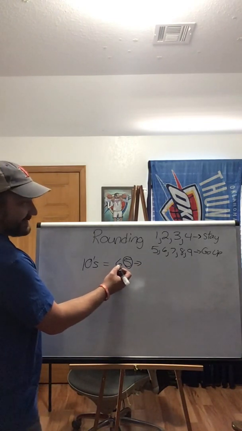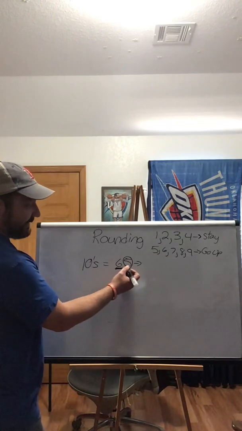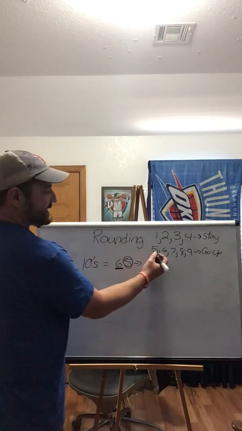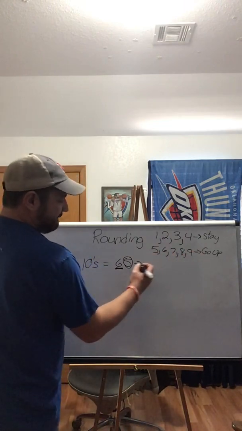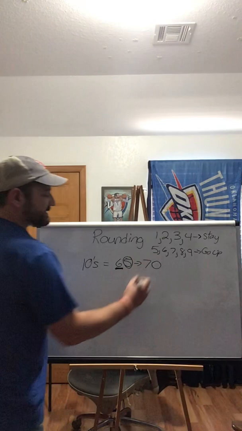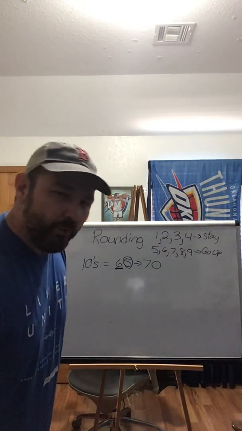Is the 6 going to stay a 6 or is it going to go up to a 7? Well, this 5 is going to decide what it does. In this case, this 5 is yelling, go up! So the 6 becomes a 7 and that 5 becomes a 0. Some of you are like, what? What did you just do?